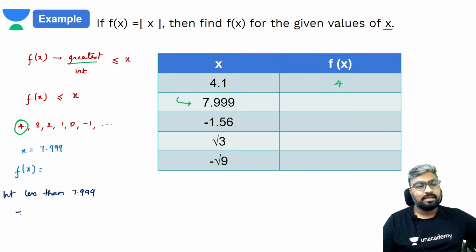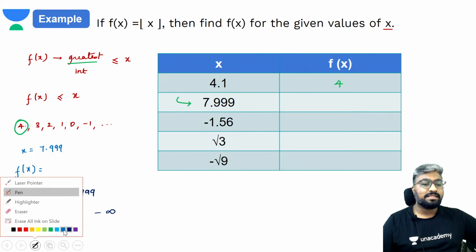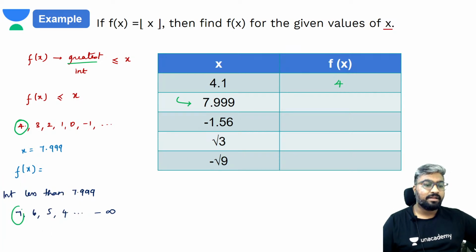तो क्या है? 7, 6, 5, 4 all the way till negative infinity. इनमें से सबसे बड़ा वैल्यू क्या है? 7. So f of x will become 7. Understood? Yes. समझ गए ना? Try the third one.